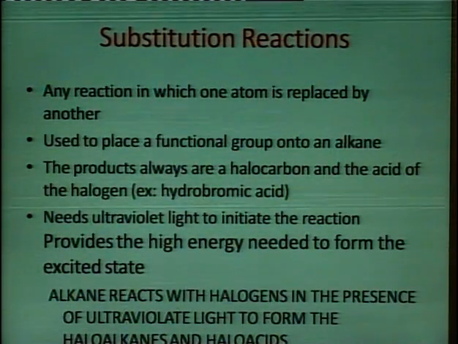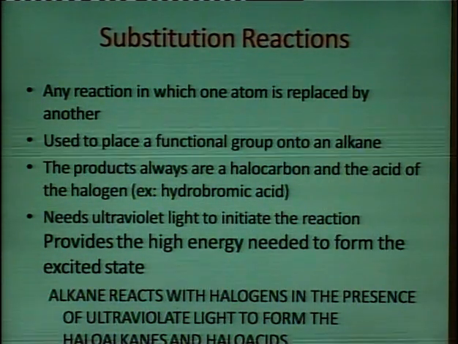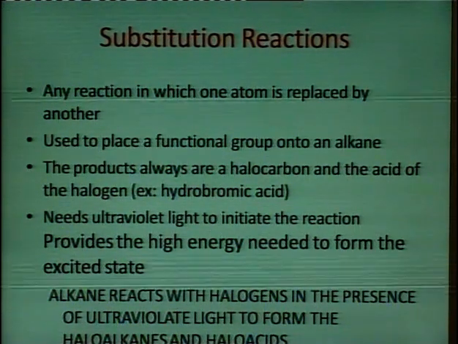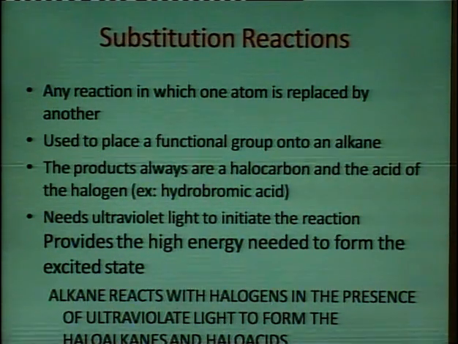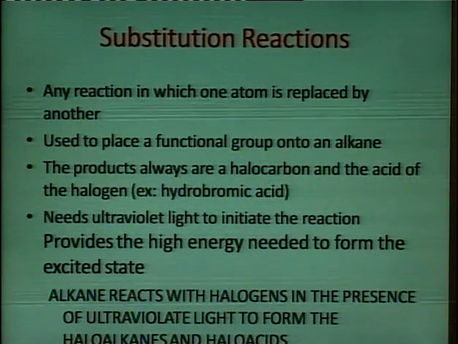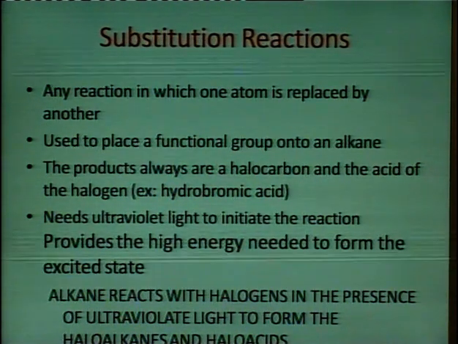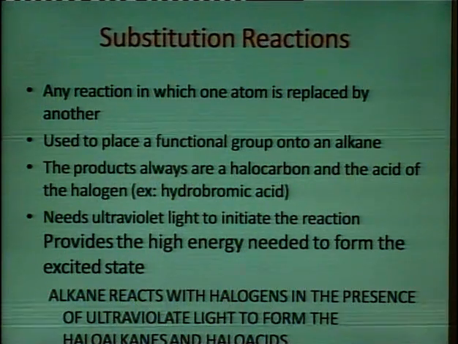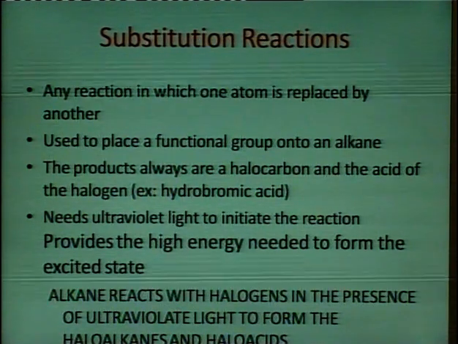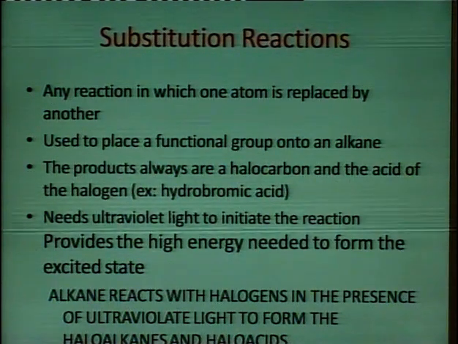As the name suggests, substitution means one group is substituted by another group. Any reaction in which one atom is replaced by another atom is known as a substitution reaction. It is used to place a functional group onto an alkane. Generally the substitution of the functional groups takes place. The products are always a halocarbon and the acid of the halogen.